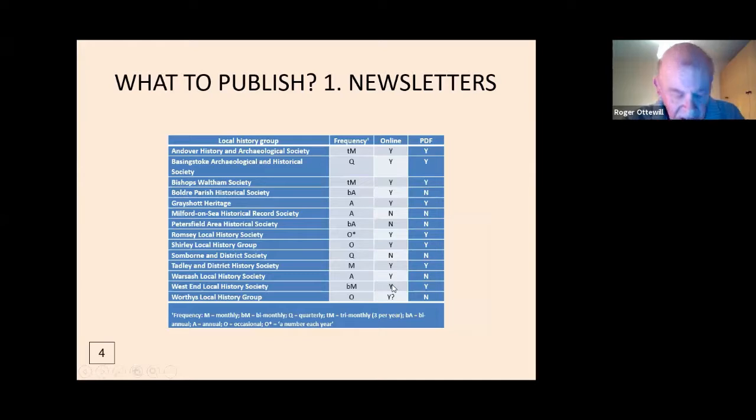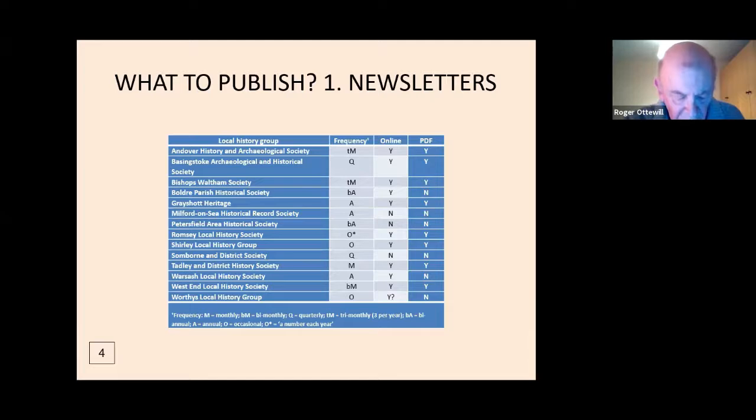The first of these categories is the newsletter. And as you can see from this table, there are many and varied types of newsletter in terms of frequency of publication, whether or not they're available online, and all sorts of other variables such as the style, the format, content. And the final column on this table indicates whether the newsletter is available on the website in the form of a PDF file.